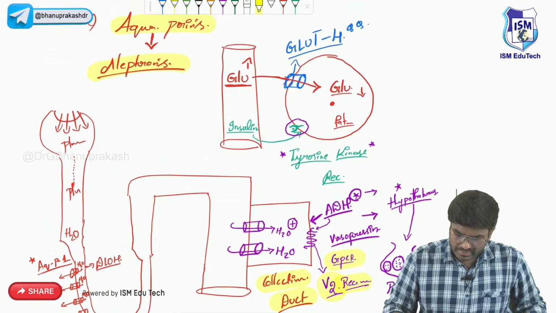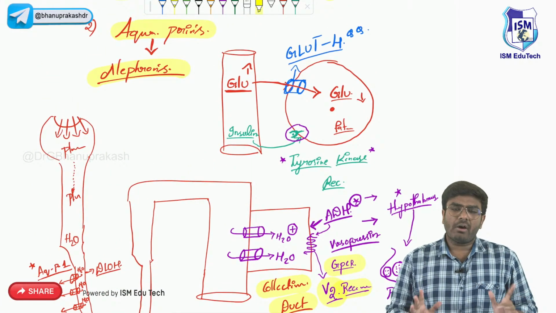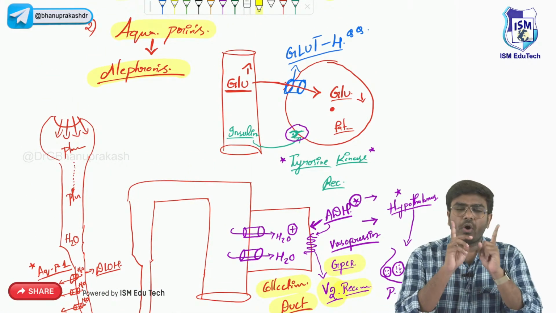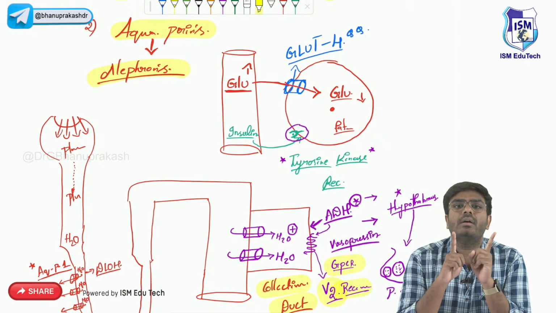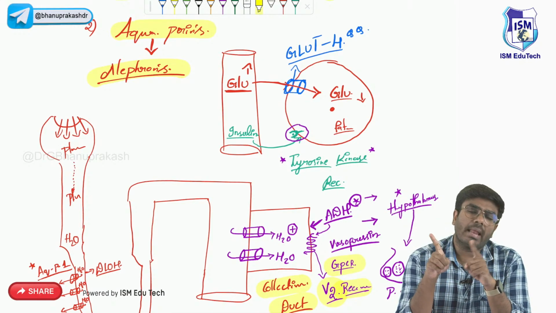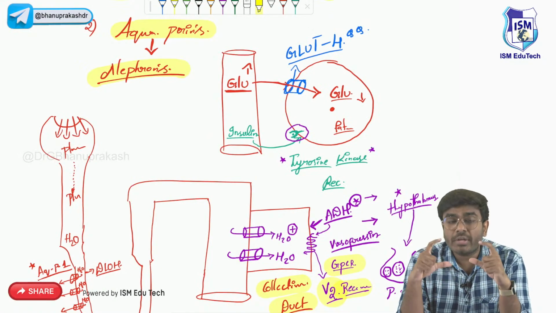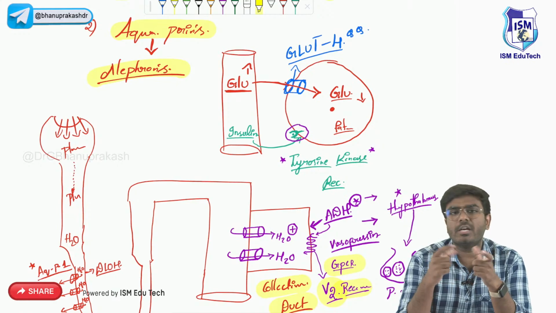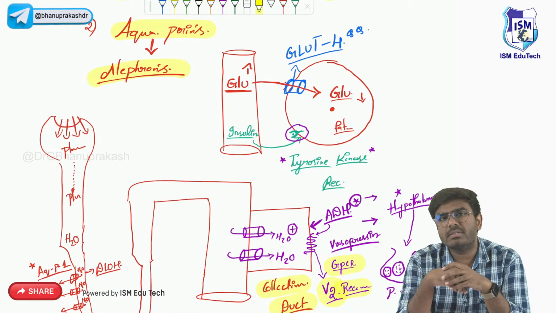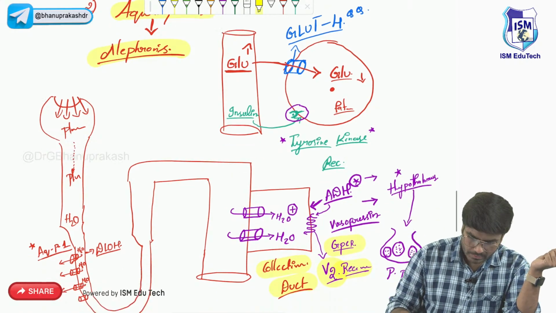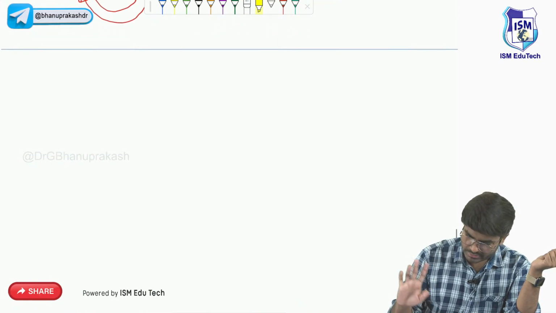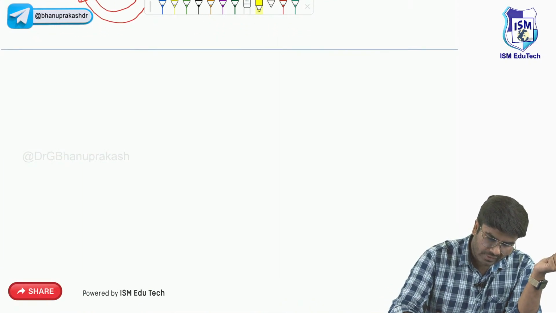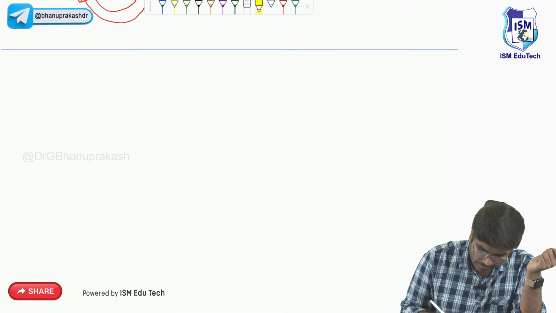Now, at the end of the day, let's come back to our original topic. Our topic is facilitated diffusion. So what exactly is facilitated diffusion, sir? Transport of substances happens from high concentration to low concentration, no doubt. But what do you need? You need a carrier protein. Examples of carrier proteins are aquaporins and glucose transporters. Now, after this, let's talk about the third type of passive transport.